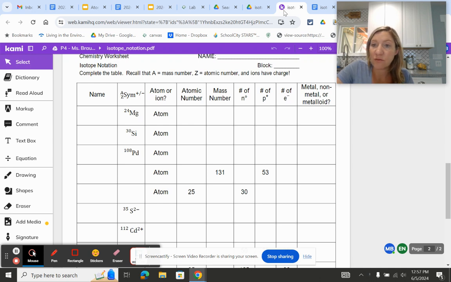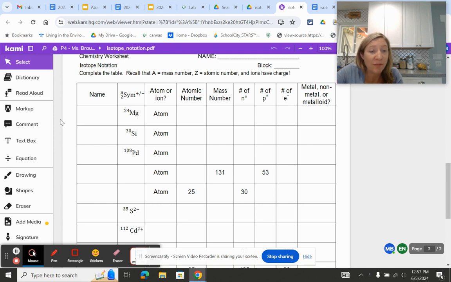Hey guys, I'm going to go over isotope notation with you. Again, there's a really solid video I already made going over this, but this is the specific worksheet that you're working on. So, either one, but a lot of my students struggle with this because they don't spend enough time practicing with it. So please look at both videos to help you.